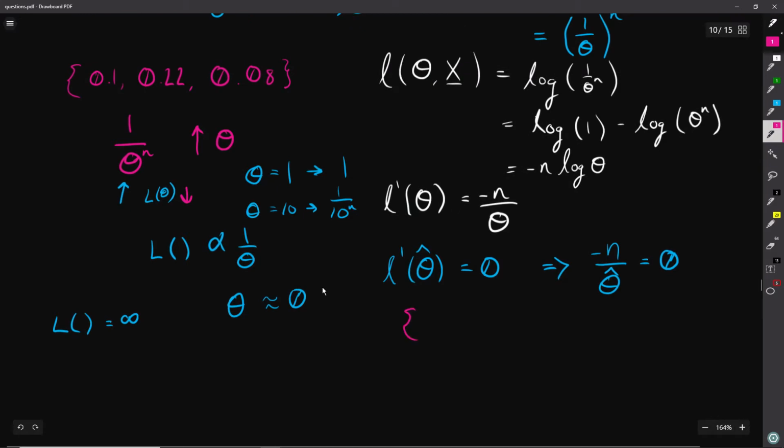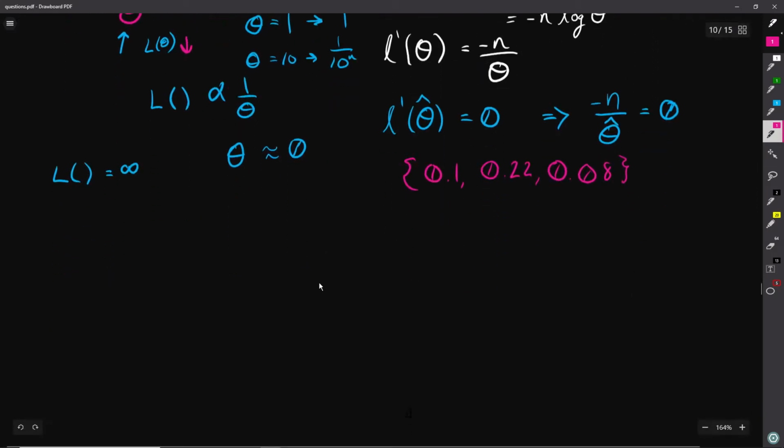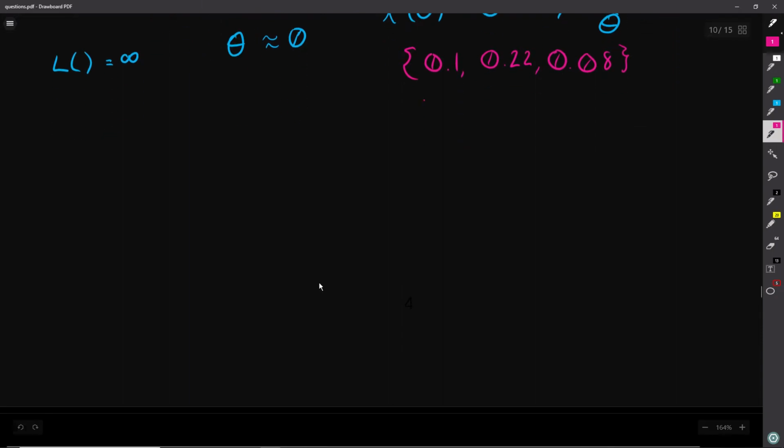So it's 0.1, 0.22, and 0.08. Now, the likelihood as we wrote it is going to be 1 over theta cubed, if this is our sample. Okay? And we know that theta is supposed to be a small value. And so what if I took theta to be equal to, say, 0.1?